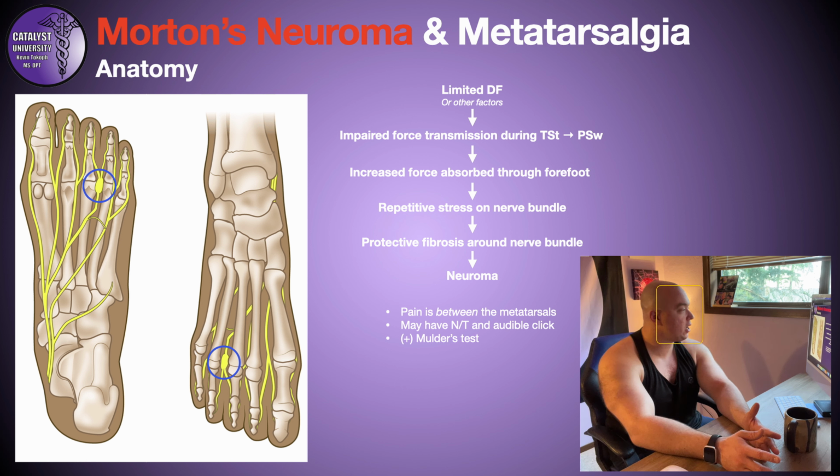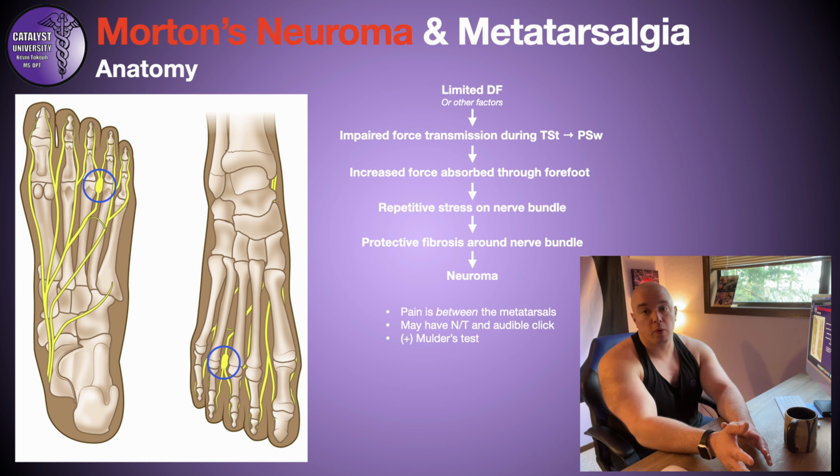In fact, if you look here, circled in blue, there's a thickening of one of those nerve bundles between the third and the fourth ray, and that in this case is the neuroma. And if I was being very specific, I would call it a 3-4 interdigital neuroma, or Morton's neuroma.